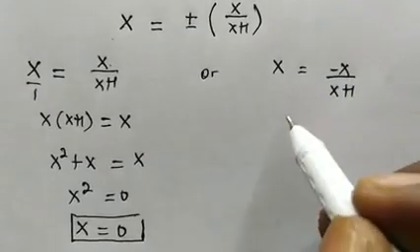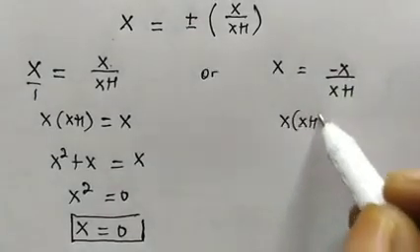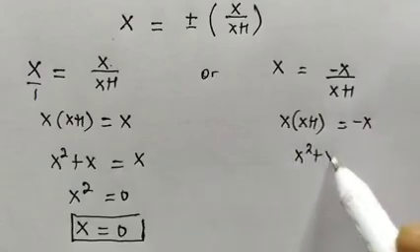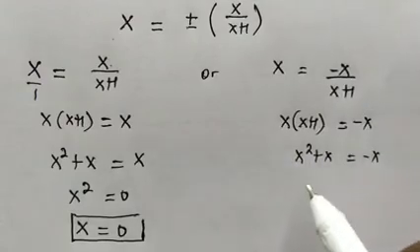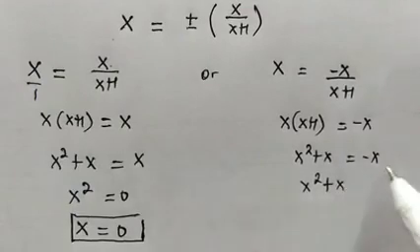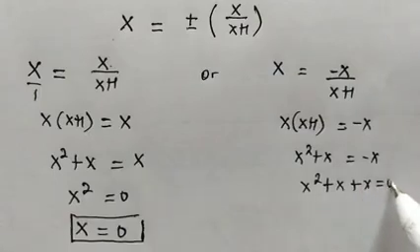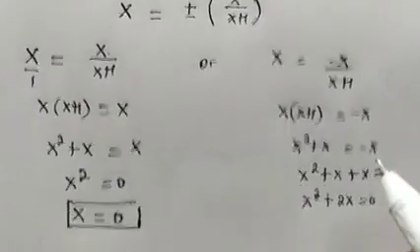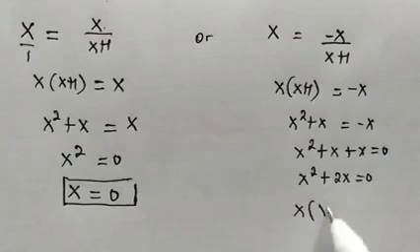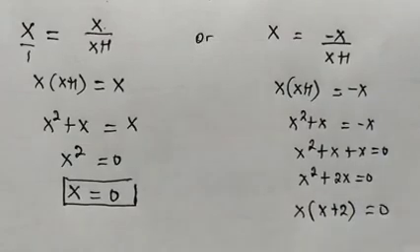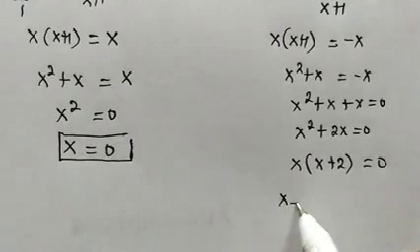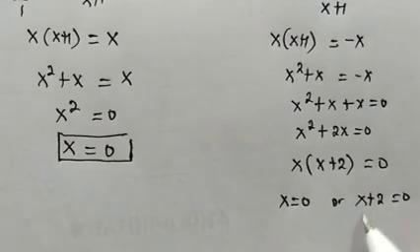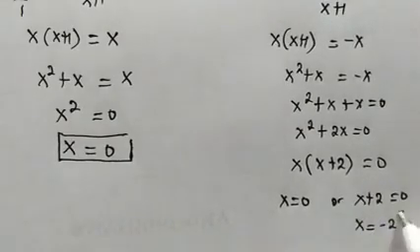Now let's go to this, cross multiply, you get x into bracket x plus 1 is equal to negative x. We get here x squared plus x is equal to negative x. We get x squared plus x, then we add this x, this is equal to 0. This will give us x squared plus 2x is equal to 0. So let's factor out x, we are left with x times x plus 2 is equal to 0. From here, this implies that either x is equal to 0 or x plus 2 is equal to 0. And for this equation, x is equal to negative 2.